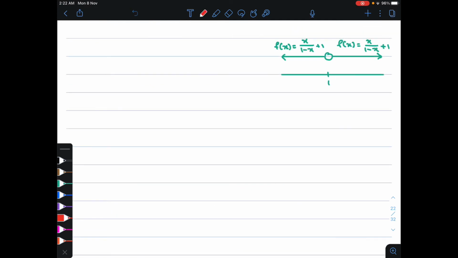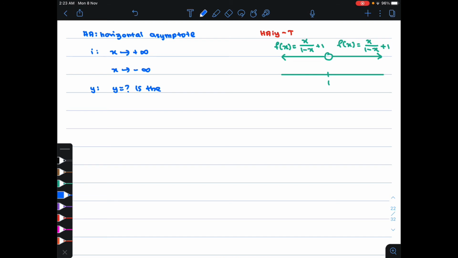Next is the horizontal asymptote, and it means that you need to use HIGH T. HA stands for horizontal asymptote. I stands for infinity. So this means that you need to find what happens to f(x) as x approaches positive infinity and x approaches negative infinity. Next, we have y. For this step, just write down y equal to something is the horizontal asymptote.